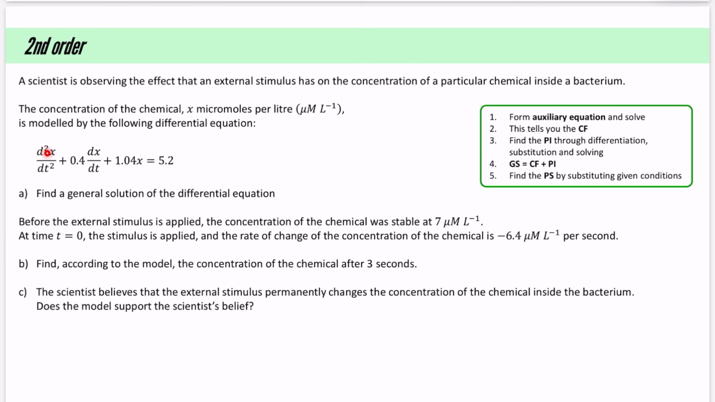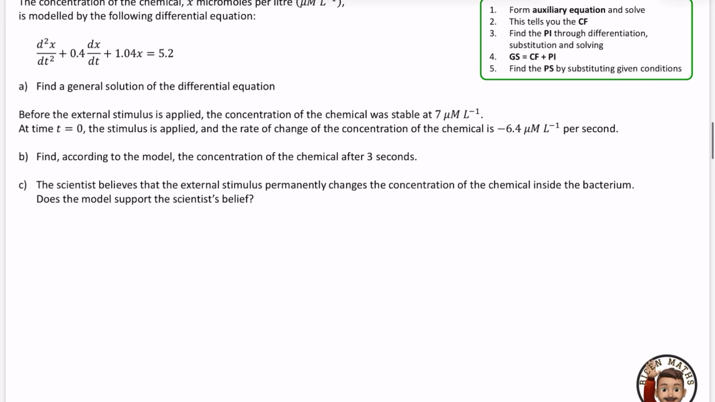So we have this whole thing here. I'm not even going to read it out. You can see what it looks like. It's just worth noting that we do have something on the right-hand side, so we will need to do a particular integral. You may not always have them like that. You might have it being equal to 0, in which case you can skip all of the particular integral stuff. So the first part is literally just find a general solution of this differential equation. Nothing to do with the model at all.